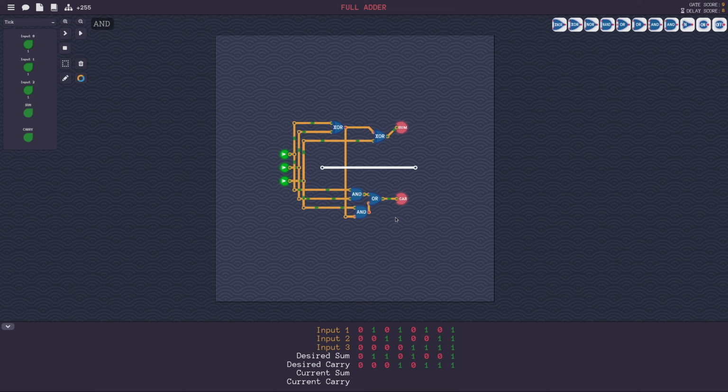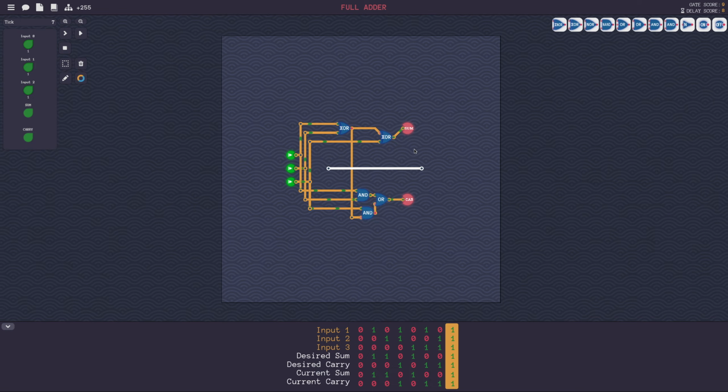Let's check if this still works. It does. Oh, that's pretty cool. I'm pretty happy with this, actually. I think this is better than what I had.